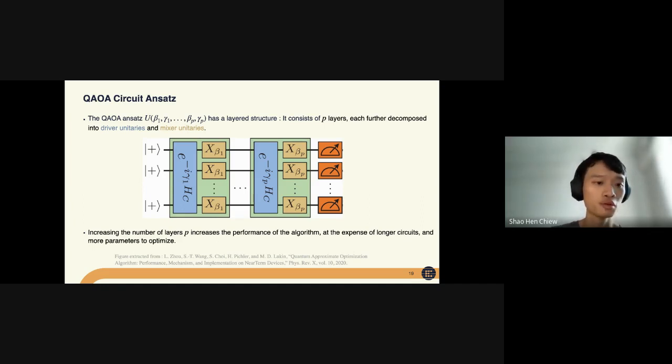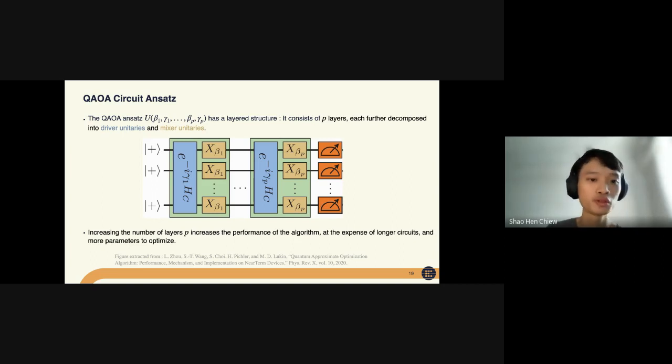Just to give this a bit more detail, in a mixer unitary, which is the orange box, the x's are Pauli X rotation operators. So it rotates the quantum state along the x-axis of the Bloch sphere by an angle of beta. While in the driver unitary part, we see that it is an exponentiation of the cost function. So we see that the form of this circuit actually depends on the cost function that you have in hand. And this cost function, in turn, depends on the problem that you have. This is something that I'll describe later.